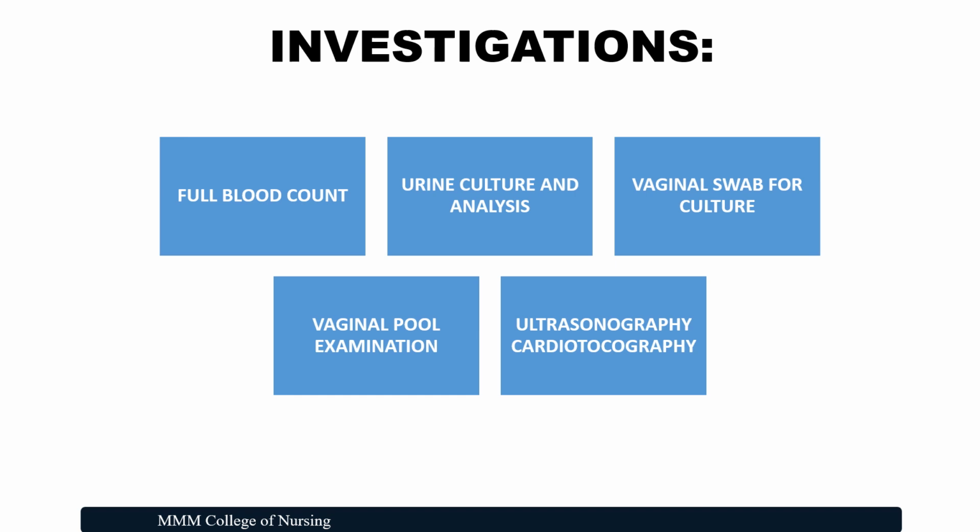Full blood count, C-reactive protein, that is CRP, urine for routine analysis and culture, high vaginal swab for culture, especially for group B streptococcus, then vaginal pool for estimation of phosphatidylglycerol and L/S ratio, ultrasonography for fetal biophysical profile and cardiotocography for non-stress test. These are some of the investigations for PROM.